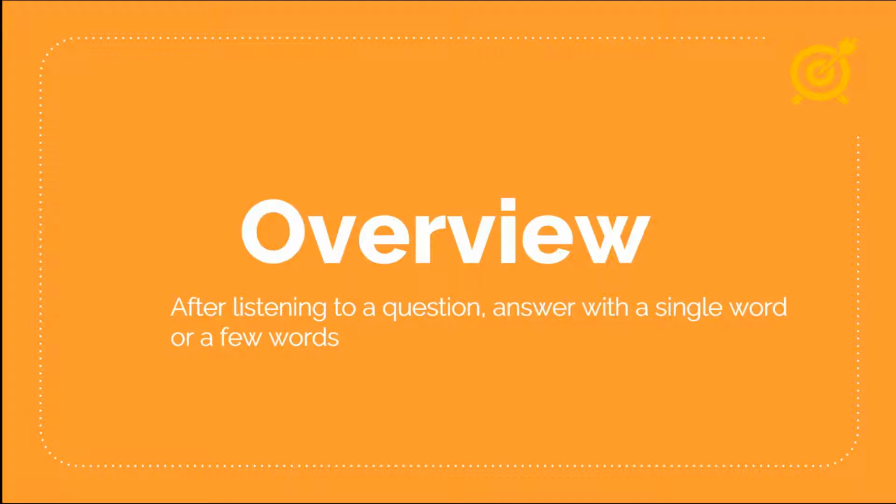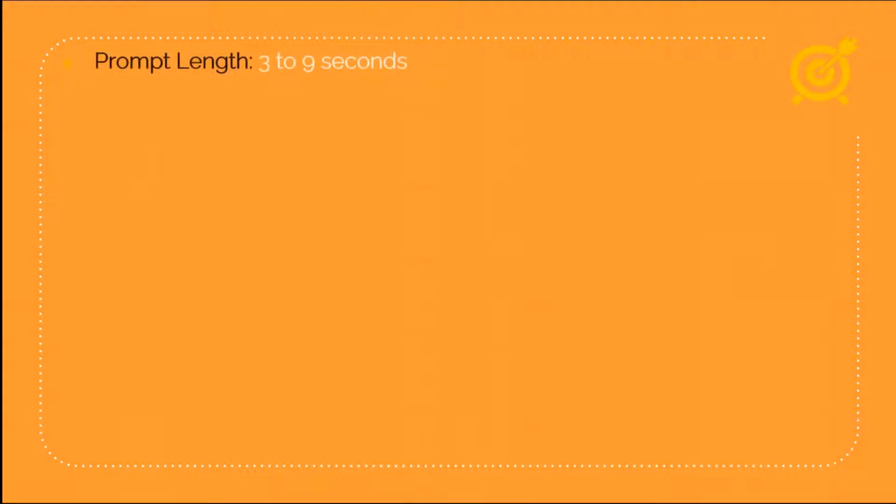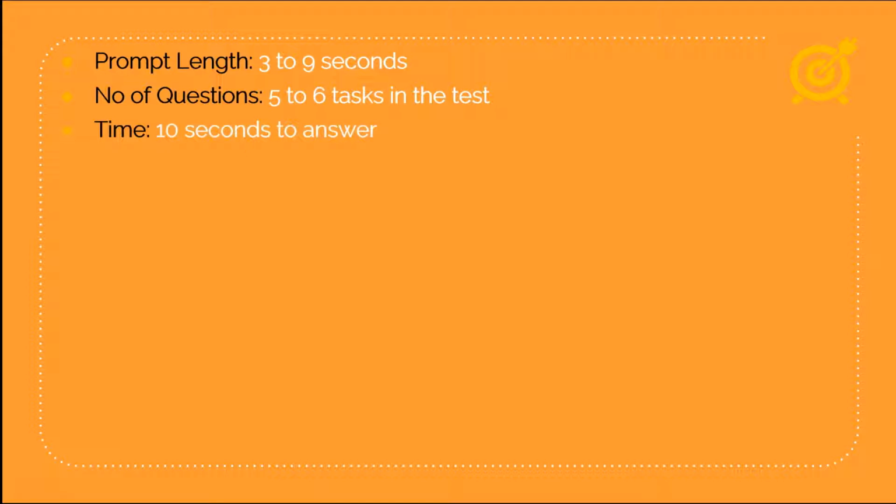Overview. In the answer short question task, you will hear a question and you need to provide an answer in a single or few words, but never as a sentence. As simple as that. You may also see an image along with the audio. The audio prompt will be between 3 to 9 seconds long, and there will be around 5 to 6 questions in the test. You will not get any time to prepare, and straight away the recording begins and you only get 10 seconds to record your response.